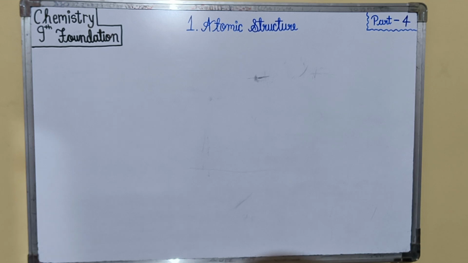Answer is, for the production of cathode rays, electricity should be conducted in the discharge tube and the atoms should undergo ionization. This is possible only if the pressure inside the tube is less. Hence, low pressure is used to produce cathode rays.